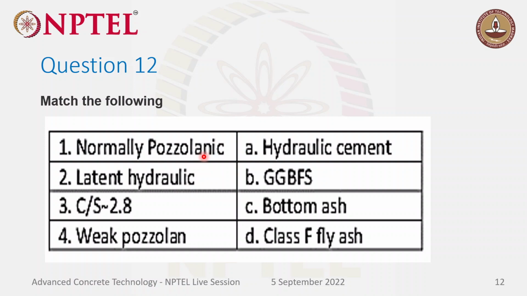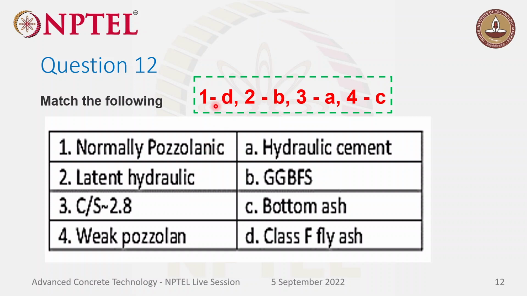Okay, now let's see the solution. So the correct answer is normally pozzolanic is nothing but class F fly ash, because it has very less calcium in it, so it is normally pozzolanic. And then latent hydraulic is nothing but GGBFS, because it has calcium to silica ratio close to 1. And then Portland cement, hydraulic cement has calcium to silica ratio in the range of 2.8. And bottom ash is a weak pozzolan because the amorphous silica content in it will be very less compared to fly ash. Bottom ash has less percentage of reactive silica compared to fly ash, and then it has more unburned carbon fraction in it compared to the fly ash. Okay, so it's a weak pozzolan.